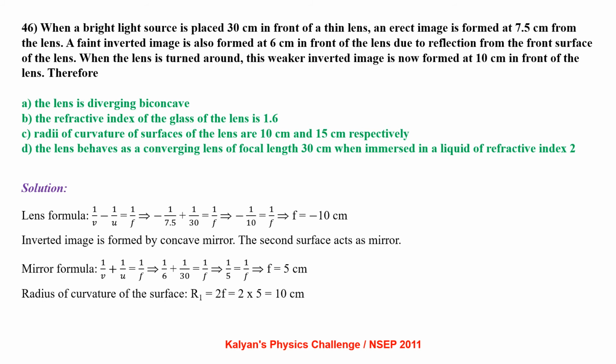Applying the lens formula 1 by v minus 1 by u equal to 1 by f, we get f equal to minus 10 cm, indicating that it is a diverging lens. The inverted image is formed by a concave mirror. The second surface acts as a mirror. Applying the mirror formula 1 by v plus 1 by u equal to 1 by f, we get f equal to 5 cm. Radius of curvature of the surface R1 equal to 2 times the focal length, that is 10 cm.